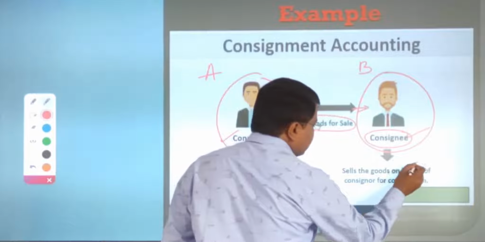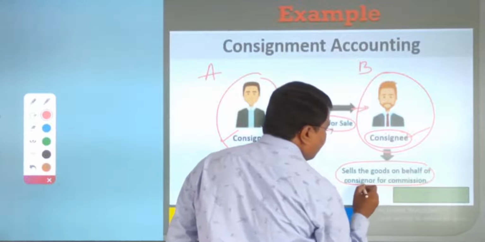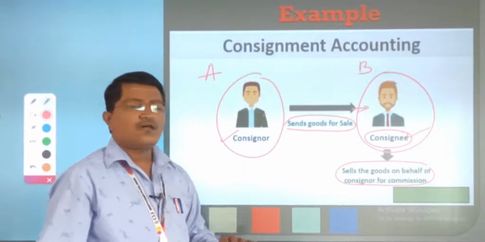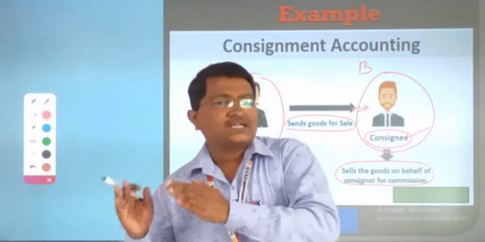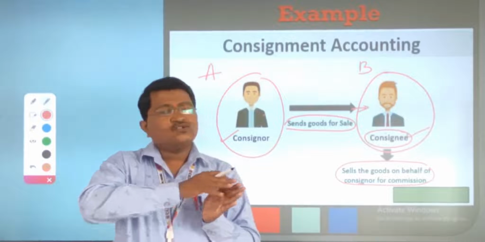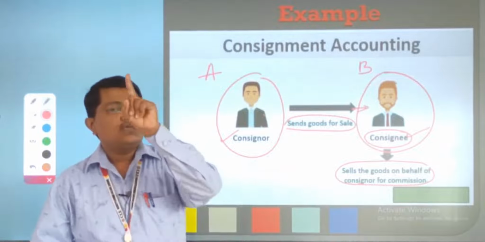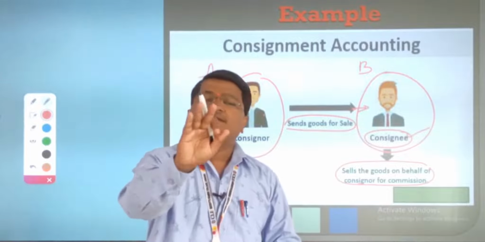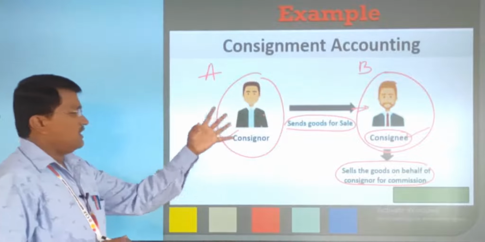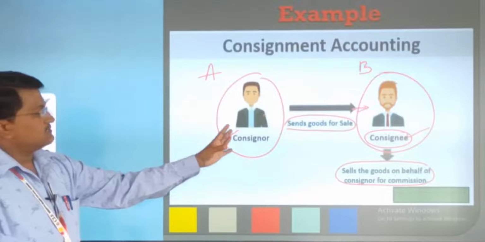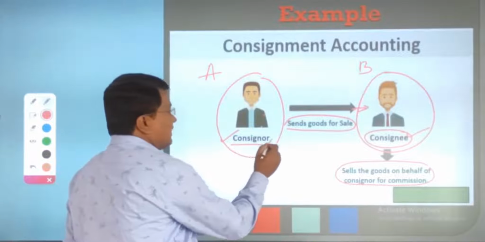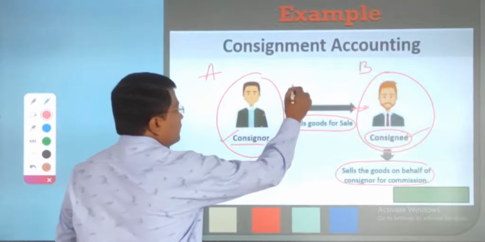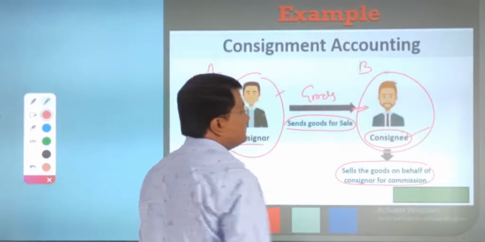And why does he receive? Yes, to sell the goods on behalf of the consignor, right? And the risk of goods falls on the consignor himself. So just understand this, who is consignor and who is consignee. The person who sends the goods under consignment is called consignor, and the person who receives the goods under consignment agreement is known as consignee. So in the example of A and B we took, A is the sender of goods, so he is called consignor, and B is consignee. So the important terms are consignor, goods and consignee, right?